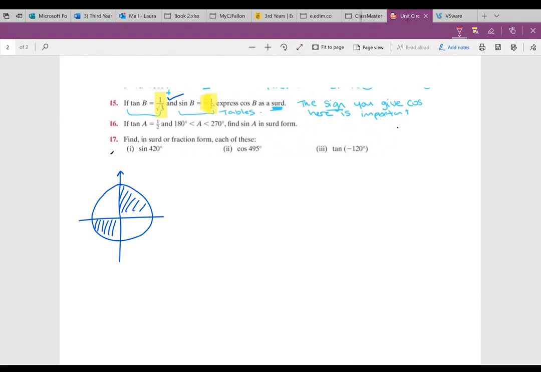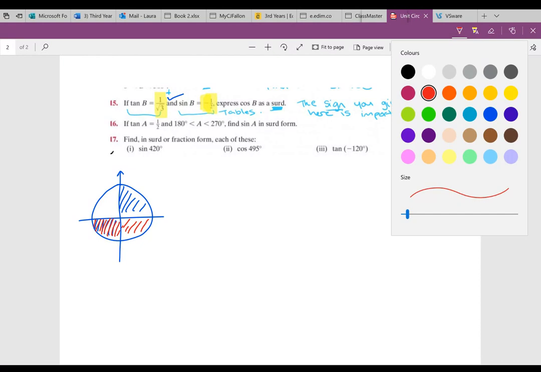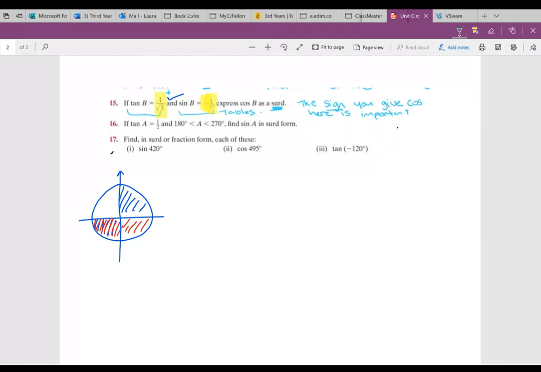Sine B is equal to minus a half. So I'm looking at a negative sign, so it can either be here or here. The only quadrant in which I could have both a positive tan of 1 over root 3 and a minus sine of a half is this one. It's the only quadrant in which I can have both a plus tan and a minus sine.